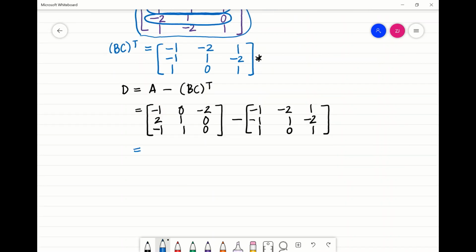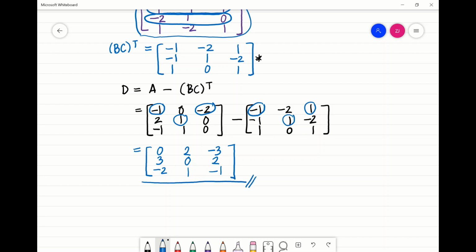Now performing the subtraction. We will have -1 minus -1 means -1 plus 1, which is 0, and then 0 minus -2, so 0 plus 2, and then -2 minus 1, so it's -3. Now 2 minus -1, 2 plus 1 is 3, and then 1 minus 1 means 0, so 0 minus -2 is 0 plus 2, and then -1 minus 1 is -2, and then 1 minus 0 is 1, and 0 minus 1 is -1. So this is basically the answer.